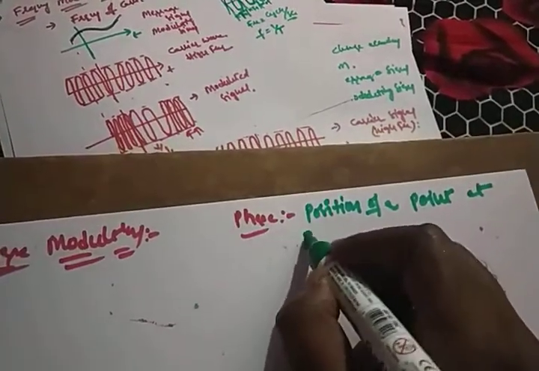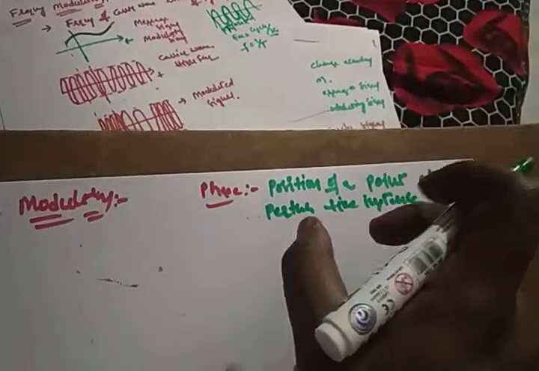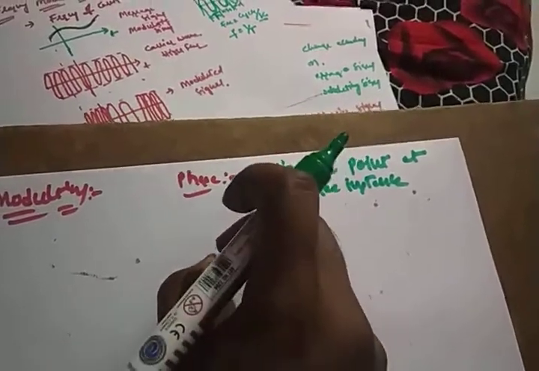First, define what a phase is. So what is a phase? The phase is nothing but the position of a point at a particular time instant. Correct? So what is meant by phase? The position of a point at a particular time instant. So phase difference means two different points. So what is a position?